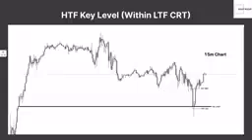Here's a perfect example. This example entails a higher time frame key level within the lower time frame CRT. Not below, not above, but within. Understand this. This is a 15-minute chart. The key level is coming from an hourly chart. CRT high, CRT low, key level hit, range formed.